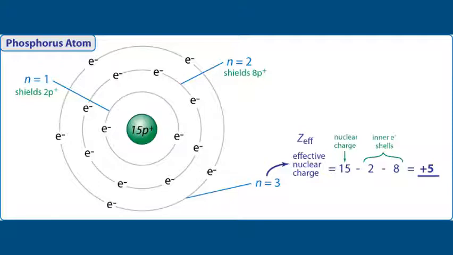We can see that we have 2 electrons in the first energy level, so it's 1s2. In our second energy level, we have 8 electrons. 2 of those are in the s, 2s2, and 6 of them would be in the p orbitals, so 2p6. In our final energy level, we have only 5 electrons, so 5 valence electrons for phosphorus.